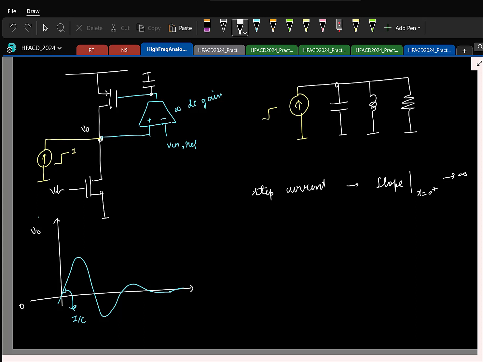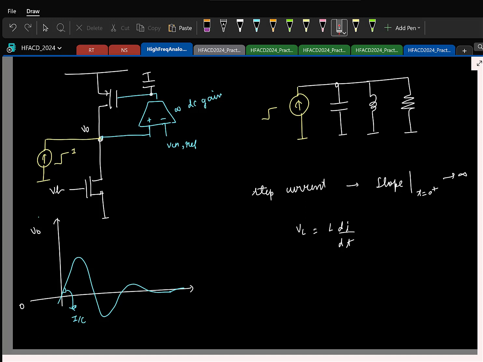So do you know some element for which, if you apply a step current, the change in the output at 0 plus goes to infinity? Inductor, because inductor voltage is L di/dt. So if the current is a step, at t equal to 0 plus, the slope basically blows up. And that's what is giving rise to the inductive behavior. This is a typical feature of any negative feedback loop that is trying to realize a voltage controlled voltage source.